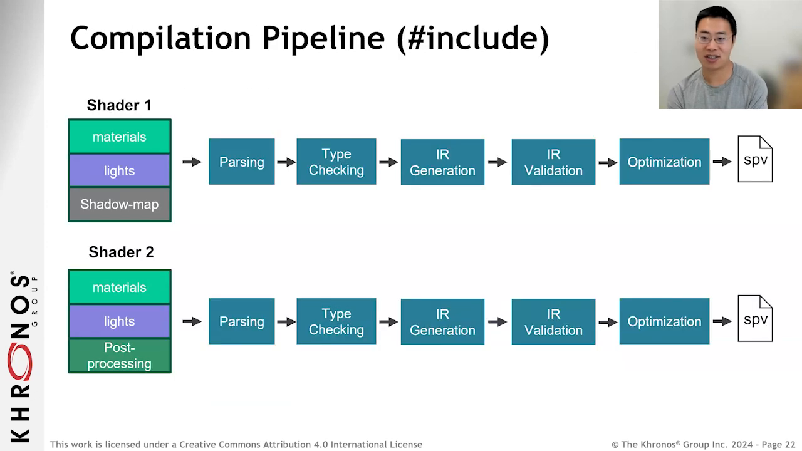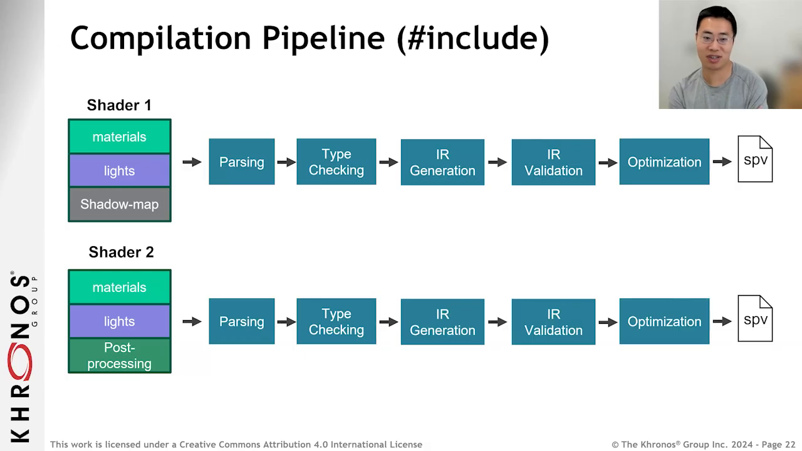And to clarify that, let's look into the compilation process a little bit further. So in a pound include code base, for each shader, we are pasting together a bunch of code, and that code will go through the entire pipeline, including parsing, type checking, IR generation, IR validation, and optimization, and finally, you get a SPIR-V output. And you can see that all this material or lighting code is going through the entire pipeline twice, despite being essentially the same, right?